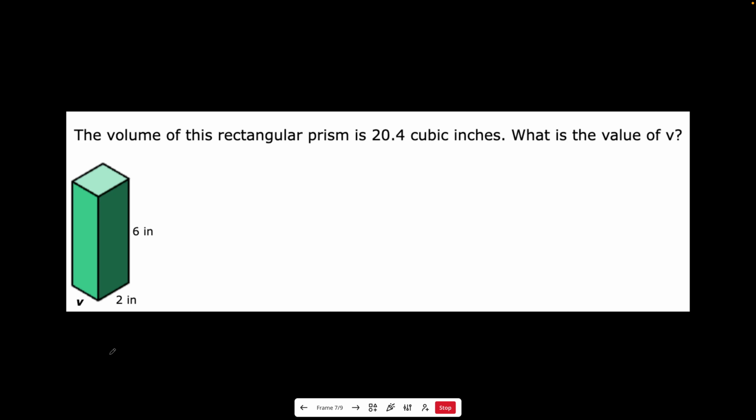Now for this one, it's a little backwards because they say the volume of this rectangular prism is 20.4 cubic inches. What is the value of V? Okay, and V is in our drawing down here. So in this problem, it's like they give you the answer and they want you to say, okay, how did I get to this answer? So the way you set it up, remember the volume is equal to length times width times height.